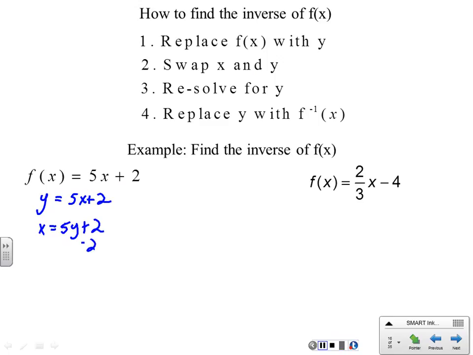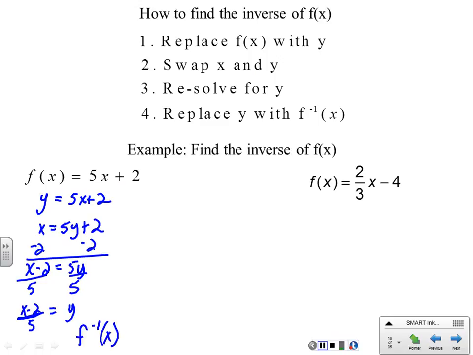So we're going to minus 2 from both sides. What is x minus 2? Just x minus 2. And then divide by 5. So you're going to get y is equal to x minus 2 over 5. And that's your inverse. So how do we write it? Our inverse function, f of -1 of x, is equal to x minus 2 over 5. So you write it with your inverse notation. Okay? Try the one on the right, see what happens.